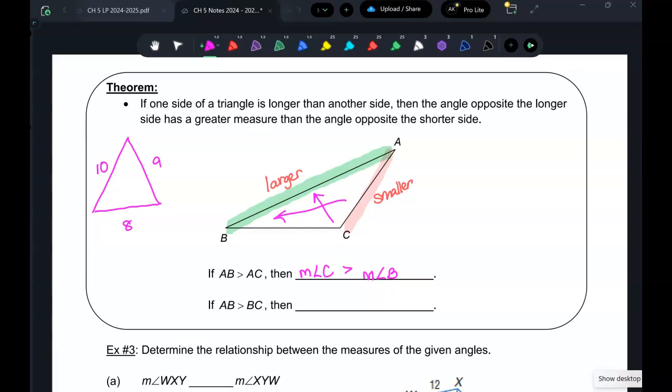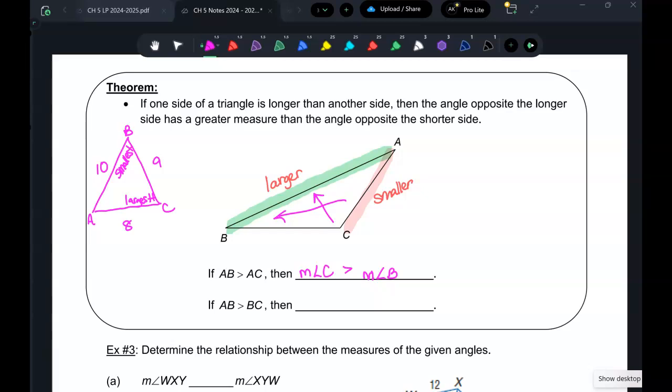For example, I'll label this A, B, and C. What is the biggest angle in this picture? C. So this is the largest. If it's the bigger side, the opposite angle is the biggest. Why is that the largest? Because it's the angle across from the largest side. So B would be the smallest, and then A would be the middle.